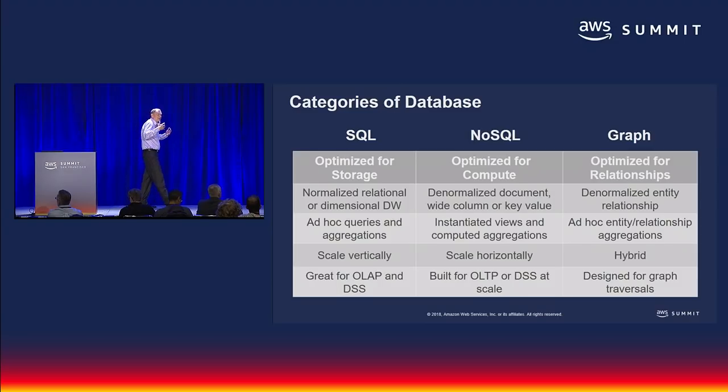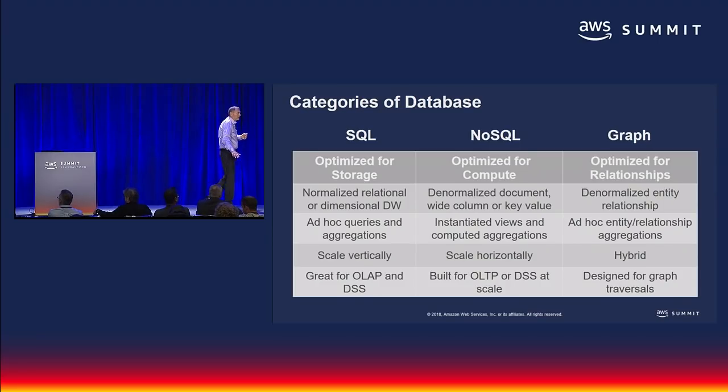SQL databases leverage normalized relational or dimensional schema for data warehousing, right? They support ad hoc queries and aggregations, things where I don't understand the access pattern. Boy, an SQL database is something I'm really going to have to look at. So if it's a BI analytics, an OLAP style workload, or some other application where I really cannot quantify or define up front how I'm accessing the data, your best bet is to try and leverage an SQL solution.